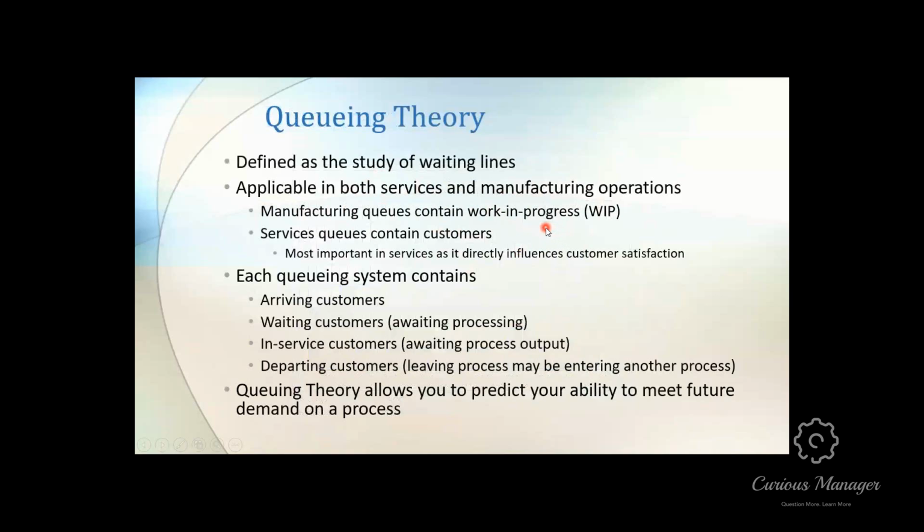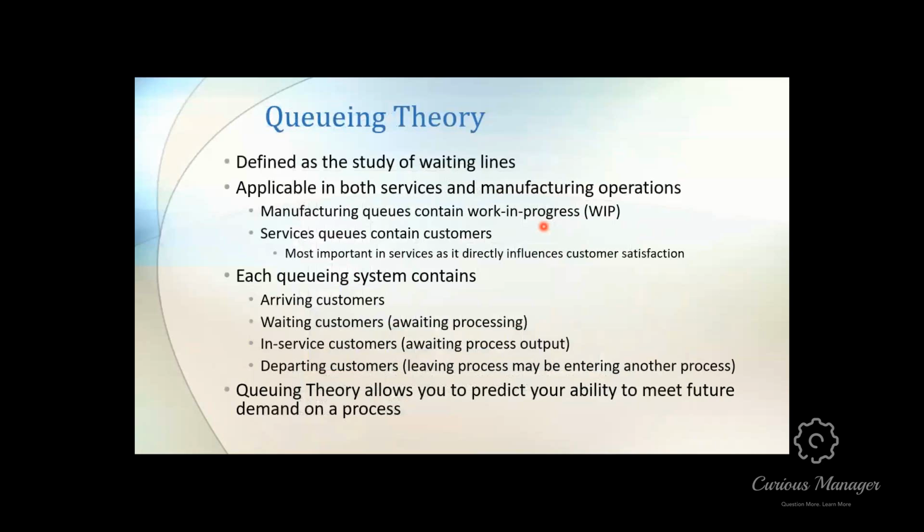The difference is in manufacturing, the queues contain work in progress. So there are parts in these queues, okay? In services, the queues contain customers. So services are more vulnerable to queues than manufacturing because work in progress doesn't complain and quit shopping at your place, whereas customers do. So in each queuing system, we have 4 different types of queues that we look at.